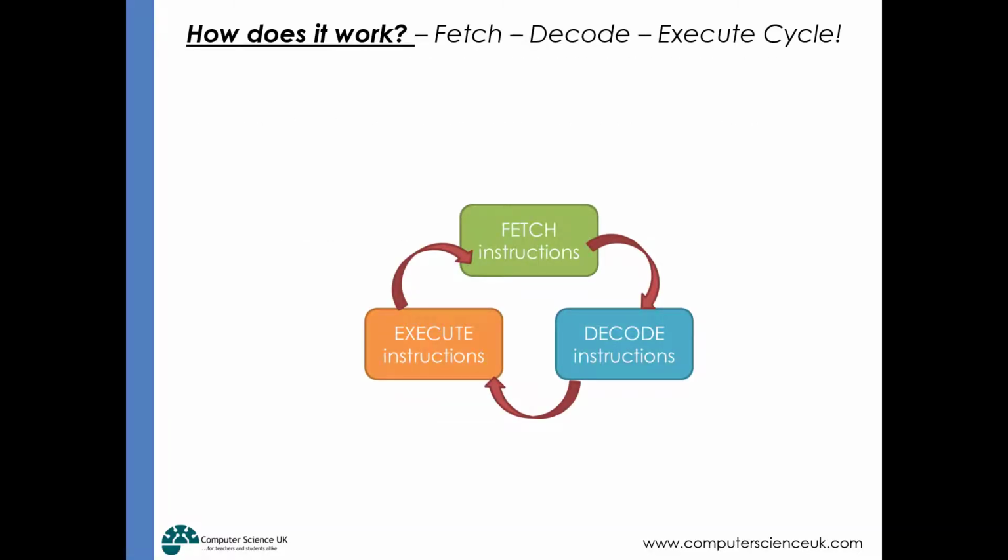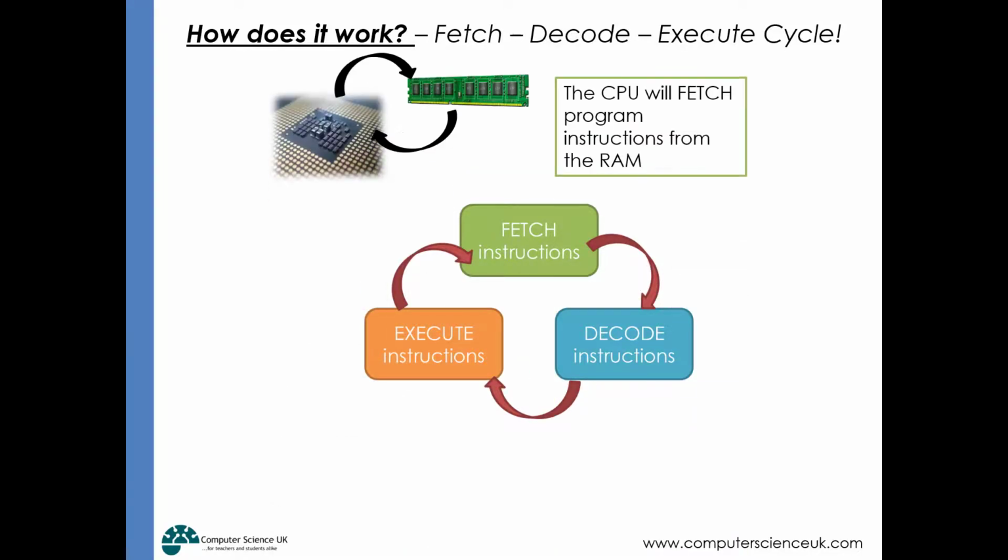Okay, so how does it work? Well, the CPU will carry out the fetch, decode, execute cycle. Now, what the fetch, decode, execute cycle entails is this. First of all, the CPU will fetch an instruction from the RAM. Remember, the RAM is the short-term memory storage area, where all programs that are running at that time are placed, because it's really quick at talking to the CPU. So the CPU will fetch an instruction from the RAM.